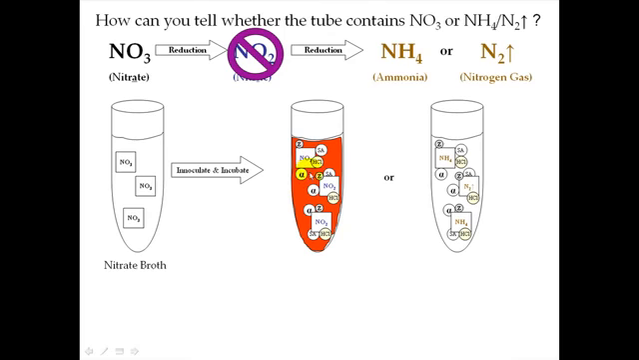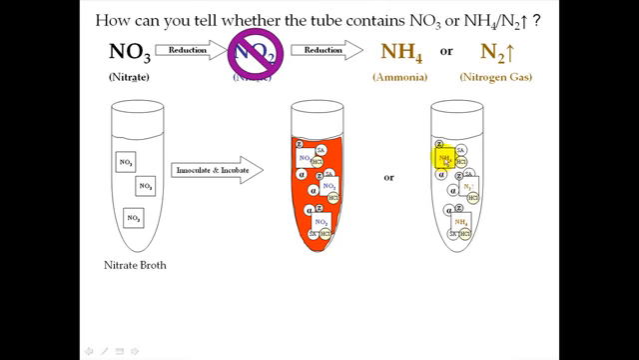So the bottom line here is that if you see a red color only after adding the zinc and the hydrochloric acid, that tells you that the bacteria you put in that tube are not able to reduce the nitrates. And the proof is that you only see the red after you add the zinc and the hydrochloric acid. So that tells you that it's not the bacteria that reduced the nitrates. It's the stuff that you added, the zinc and the HCl, that reduced the nitrates.